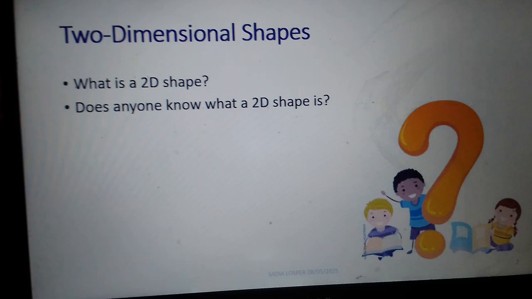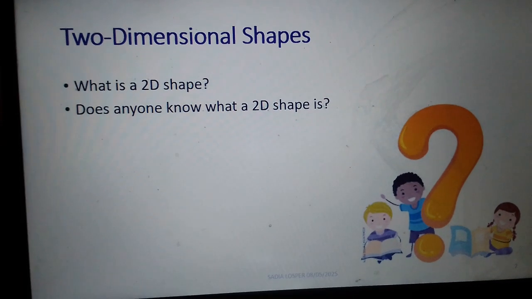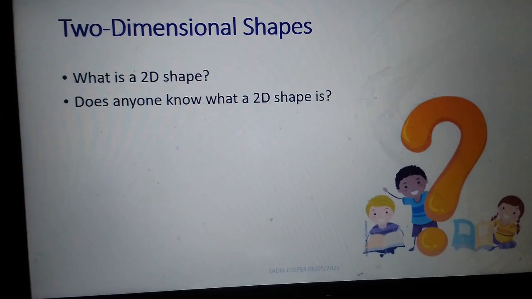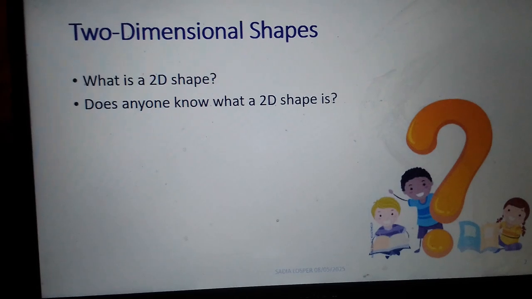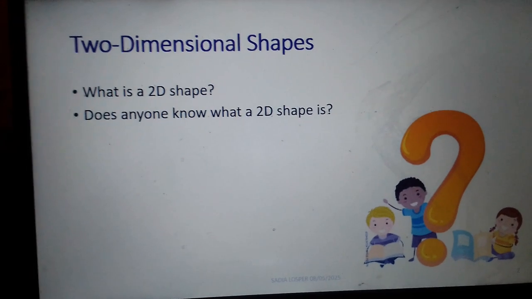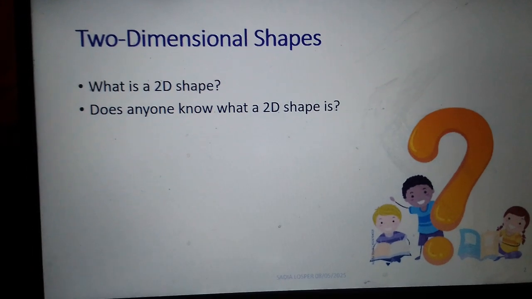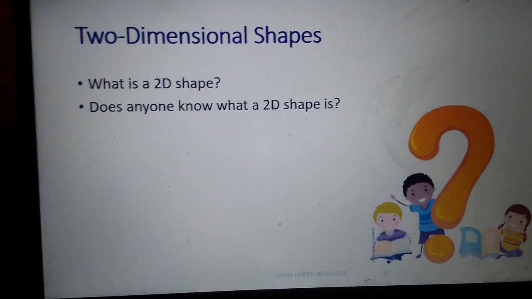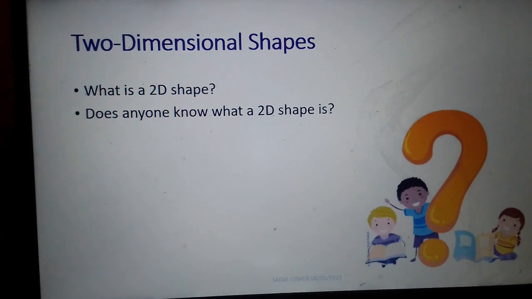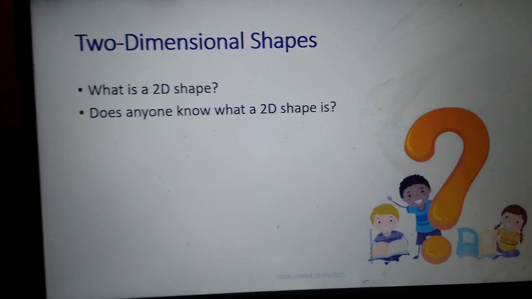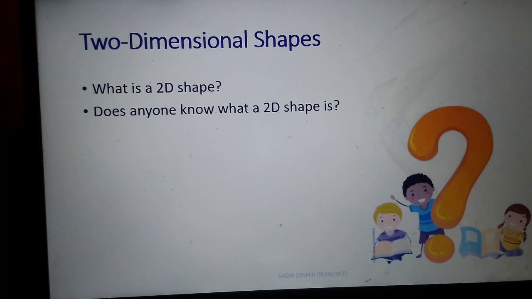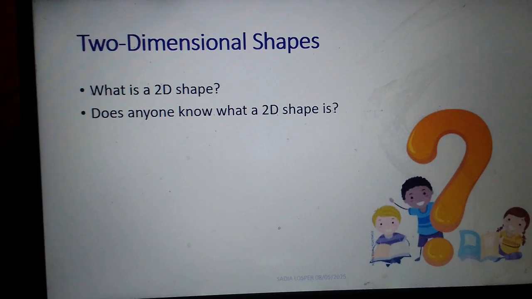So if the learners know what 2D shapes are, I will then ask them to look around in class to show me what they know 2D shapes are. If they can find any object, any 2D shape in the class, and show it to me and to the learners in the class.